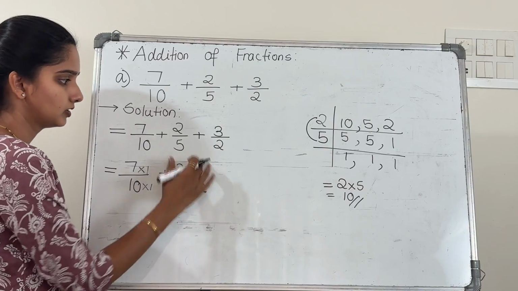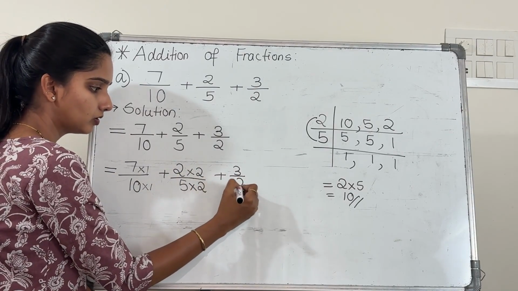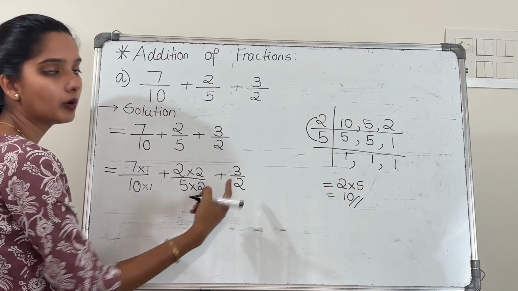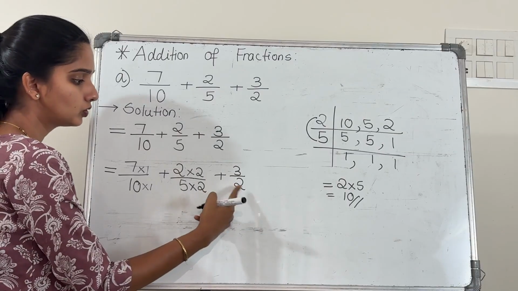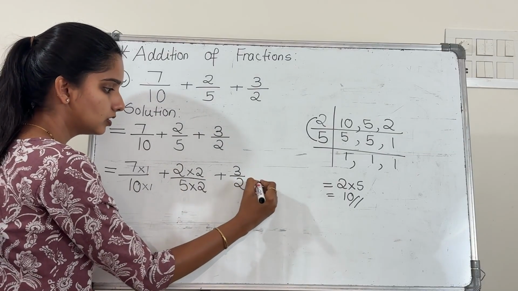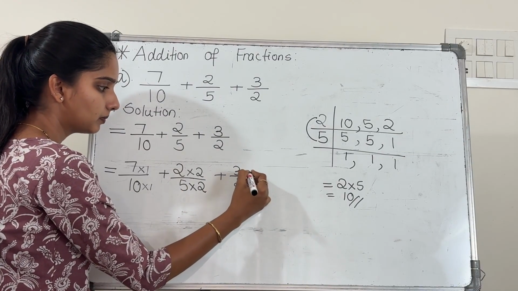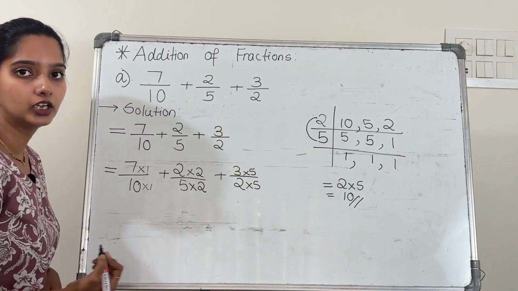Next, go to the next fraction, which is 3 upon 2. Again, I want my denominator as 10. 2 what is 10? It is 2 5s are 10. So whatever you are multiplying down, the same thing you are going to multiply on the numerator.